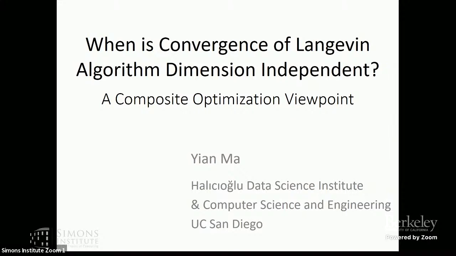Our next speaker is Yian Ma. He's an assistant professor at the Halıcıoğlu Data Science Institute at University of California, San Diego. Before that, he was at Google Research, and before that, a postdoc here in Berkeley. He got his PhD at University of Washington. He's an expert on many aspects of machine learning, with particular emphasis on Bayesian inference in high dimension. And today's talk is about the convergence of Langevin and when it is dimension independent.